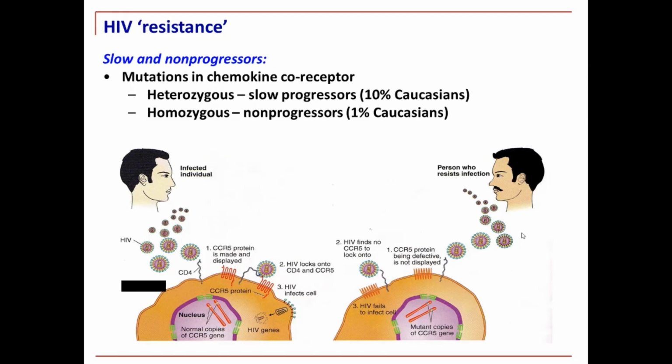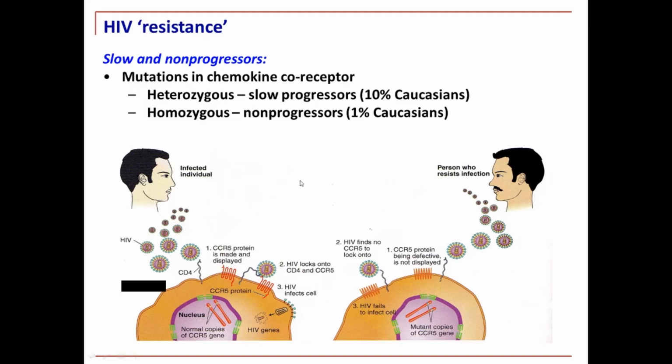So we've got these slow and non-progressors. In other words, we've got a bit of HIV resistance. Like I said, these are mutations in the chemokine co-receptor. So this is our CD4 cell with a CD4 receptor, and then we've got a co-receptor, which is this chemokine co-receptor. It's called CCR5, just so that you know what it is. What happens is HIV locks onto both CD4, which everyone's sitting with, and CCR5, and then it can get in and infect the cell.